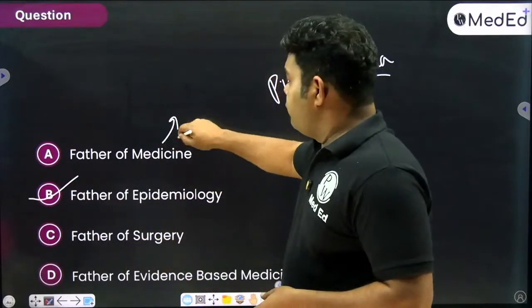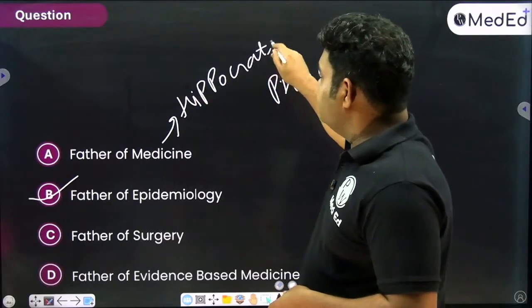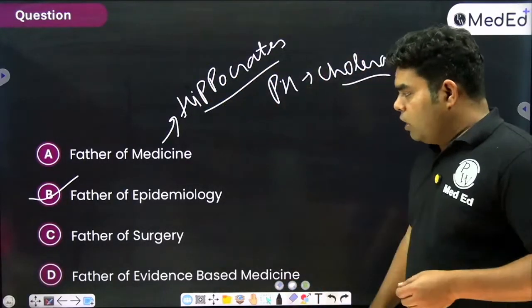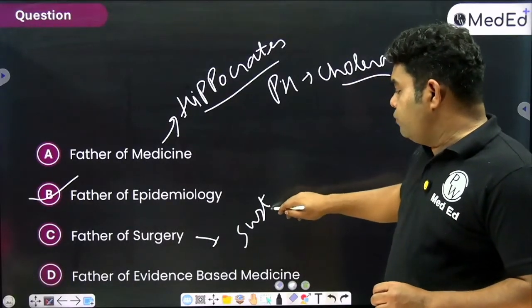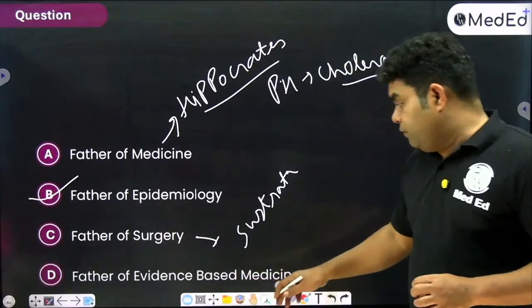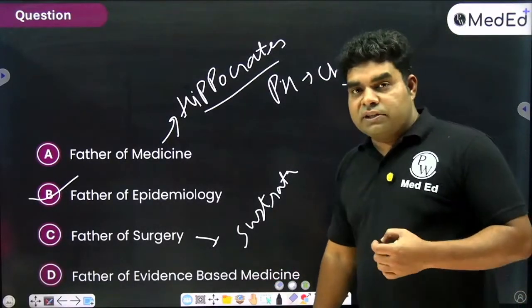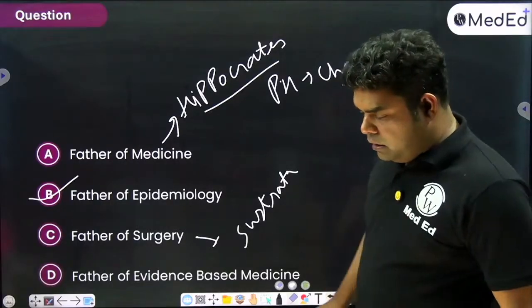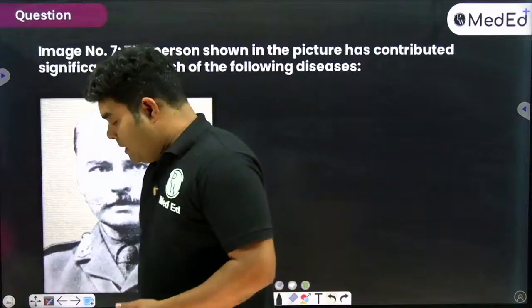Father of medicine is Hippocrates, and Hippo said that walking is man's best medicine. Father of surgery in India is Susruta, and Susruta is also father of plastic surgery. Father of evidence-based medicine, first research was done by James Lind. First RCT was done by him, but he is mainly known for first RCT and vitamin C discovery and all.